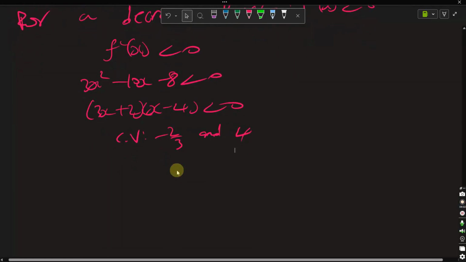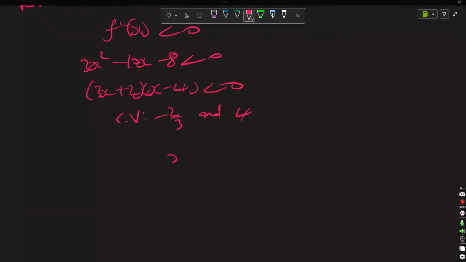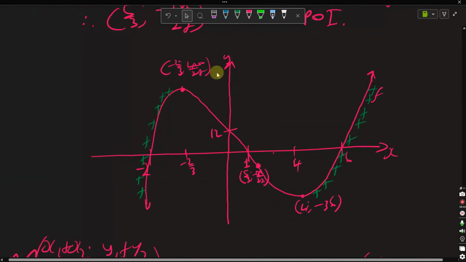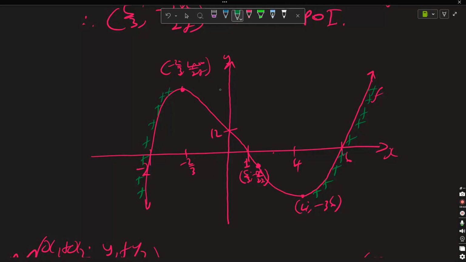So that means x is actually between negative 2 over 3 and 4. This is absolutely true because let's go back to our function, our graph. That is true because here now, the slope of the tangent is going down. It's negative. Can you see? Voila. Right?